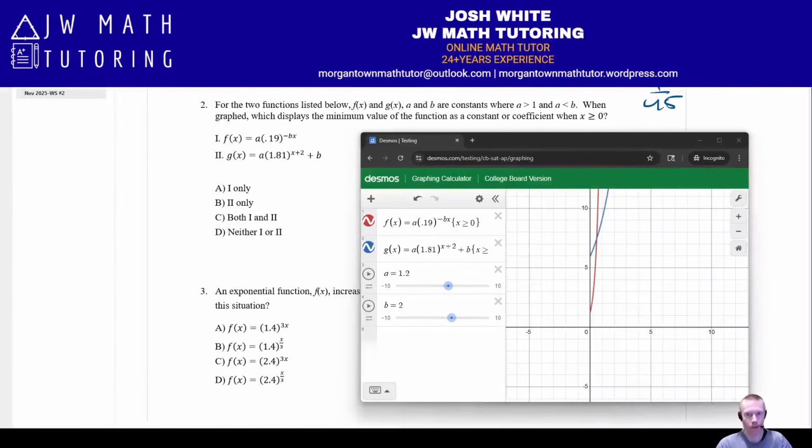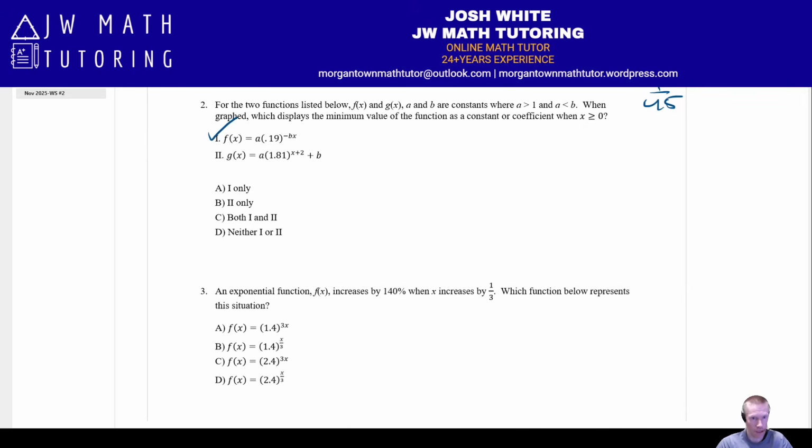All right, so now I have my two graphs. So what is the minimum value of each of these graphs? So let's start with the red one. Okay, so the minimum value is clearly right here. It is our y-coordinate, 1.2. Do we see that value anywhere in f of x, the red equation? And the answer is yes, right here. A is equal to 1.2. So a is a coefficient that's in front of this 0.19 here. So right off the bat, for this one, the answer is yes. So we're looking at either A or C. B and D are both out.